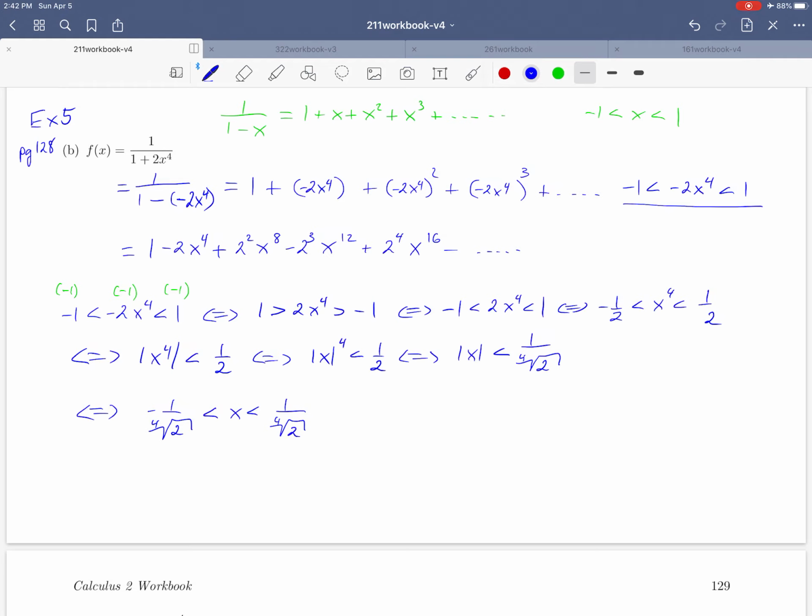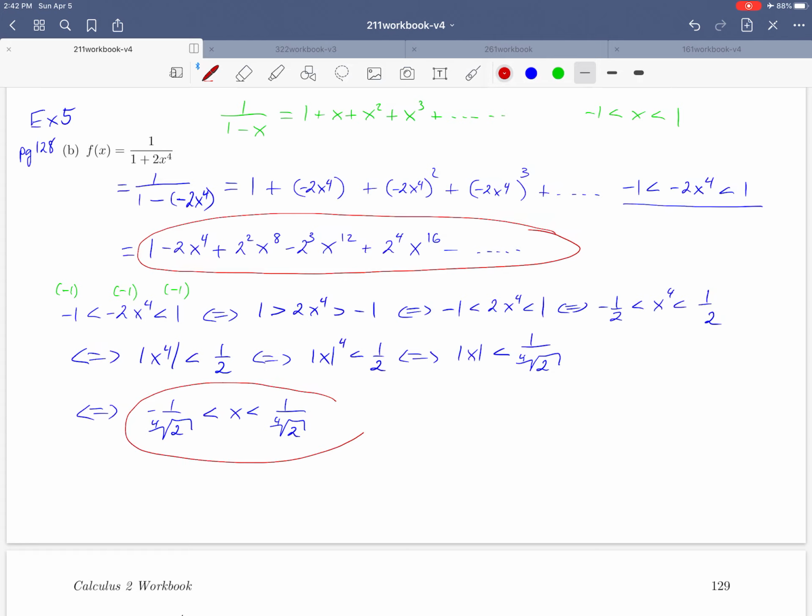Okay, so our final answer, what's our final answer? Our final answer is that our function as a power series can be written like this, and the interval of convergence is minus 1 over the fourth root of 2 to 1 over the fourth root of 2. That is our interval of convergence.